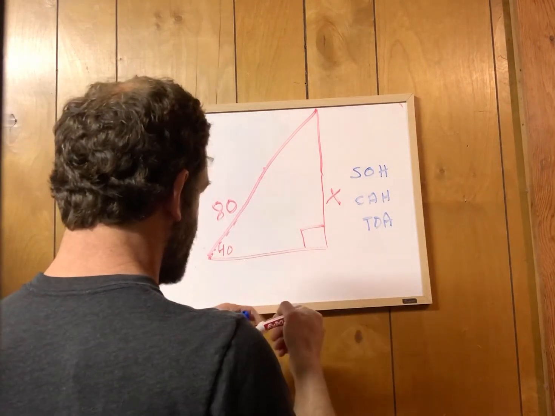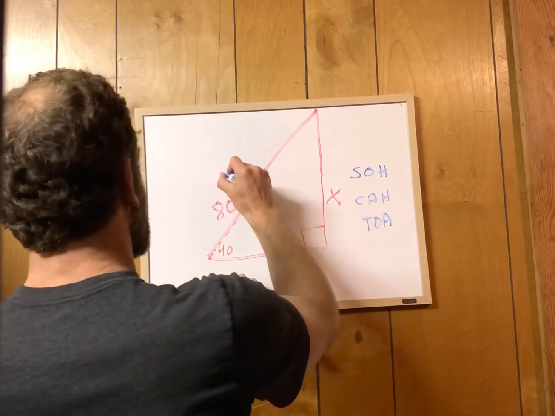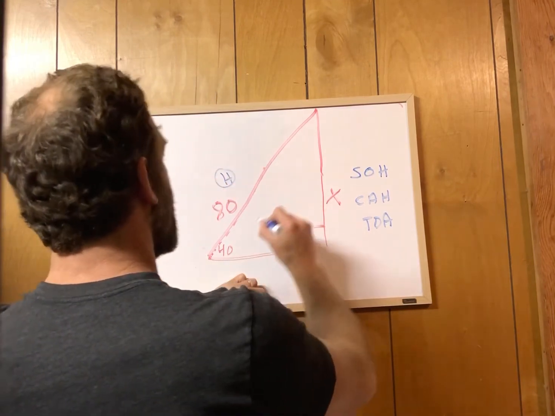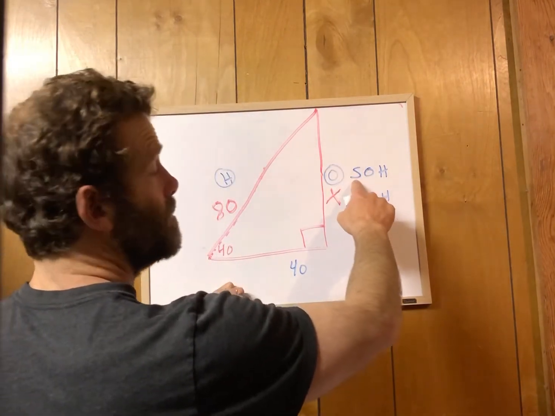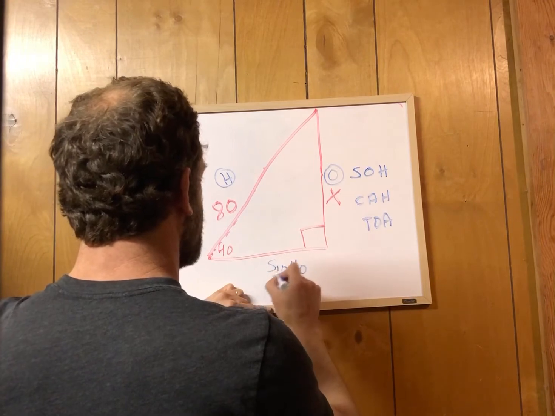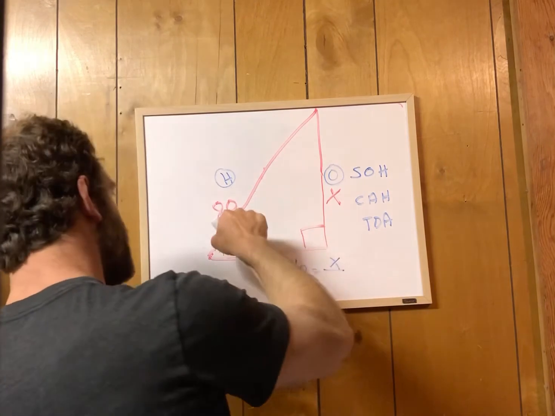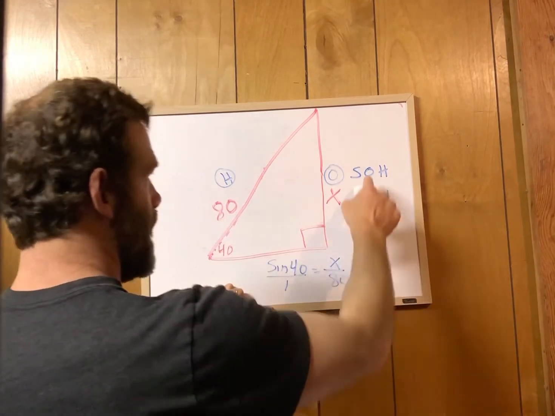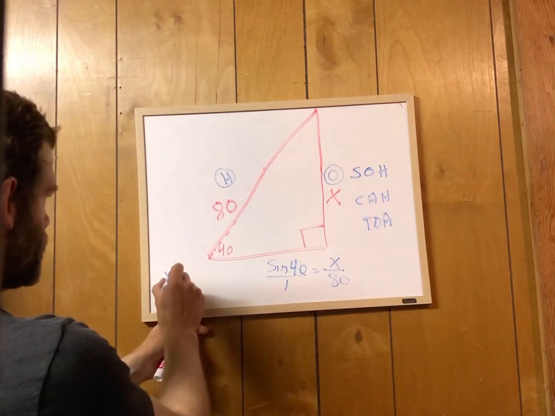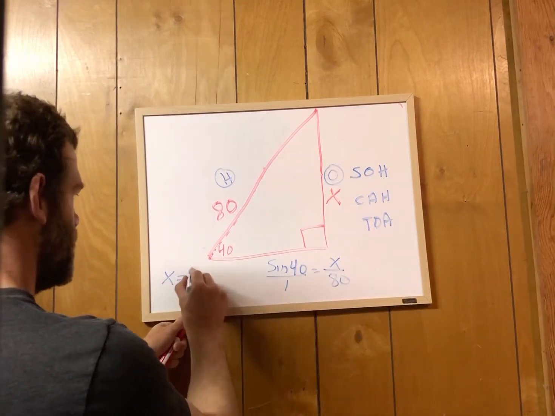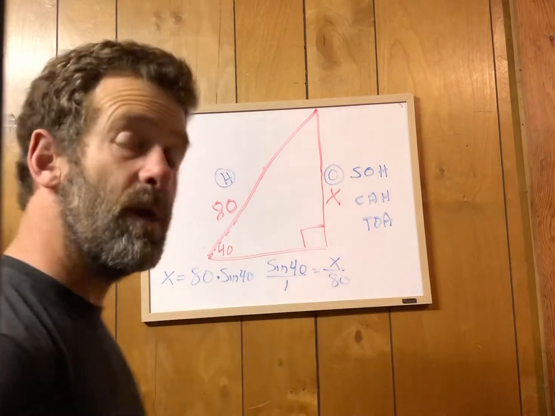So once again, from my side of 40, this is my hypotenuse. This is my across side, my opposite side, so I would use sine. Sine of 40 equals opposite over hypotenuse. Opposite over hypotenuse, and then cross multiply. So x times 1 equals 80 times sine of 40. This is what you plug into your calculator.